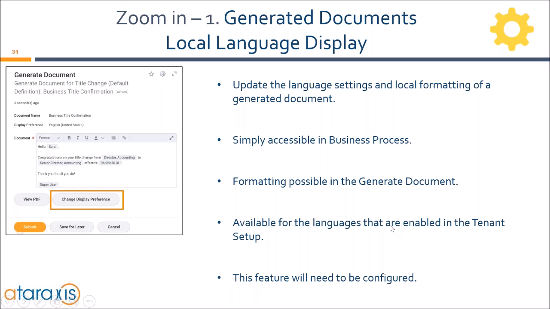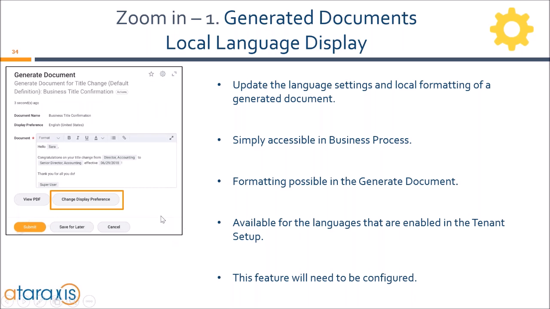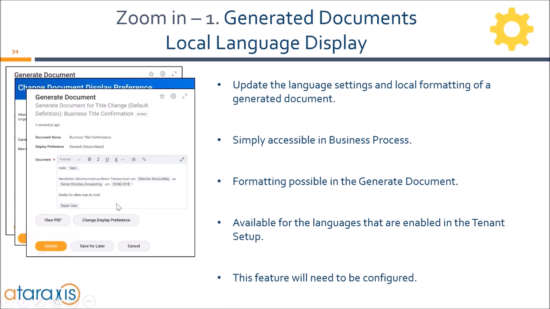If you click on change display preference, you can choose the language that you would like to have it translated to, but it only allows you to choose the language that you have enabled in your tenant setup. This feature also needs to be configured. A box has to be ticked in the tenant setup in order to have this. So you click on change display preference. You have the current preference and you want to have it, for example, in Deutsch, in German. You click German and then you have automatic formatting and translating in your tenant.